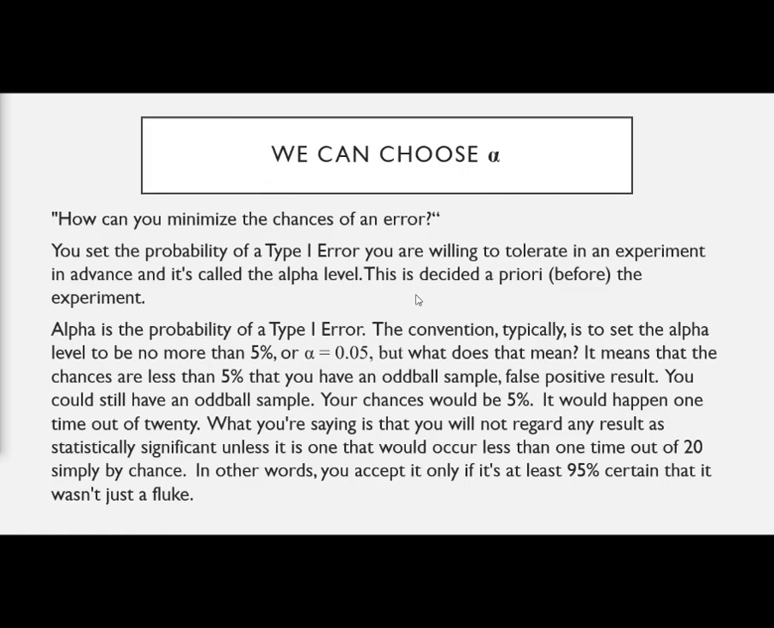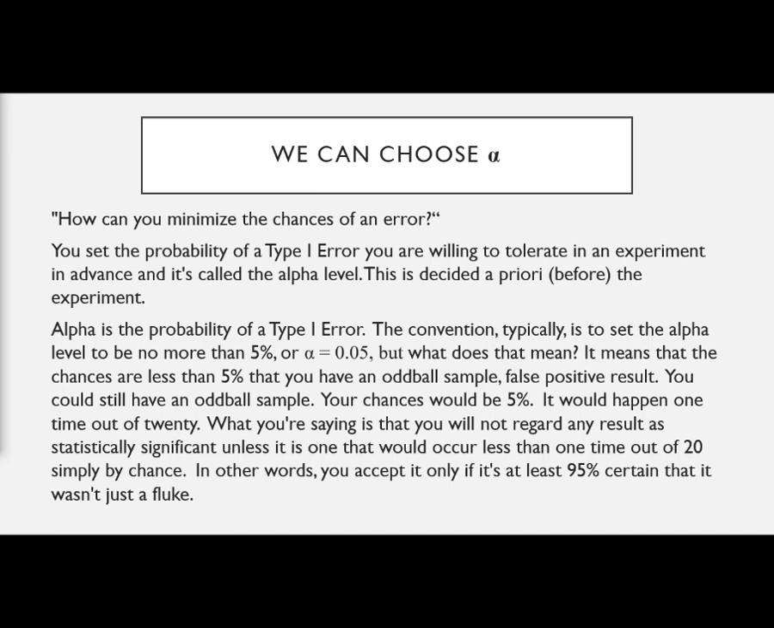So we can choose alpha. How do you minimize the chances of an error? You set the probability of making a type 1 error you are willing to tolerate in an experiment in advance, and it's called the alpha level. We've already experienced this. This is decided a priori, which is Latin for before the experiment. So alpha, like I said, is the probability of making a type 1 error.